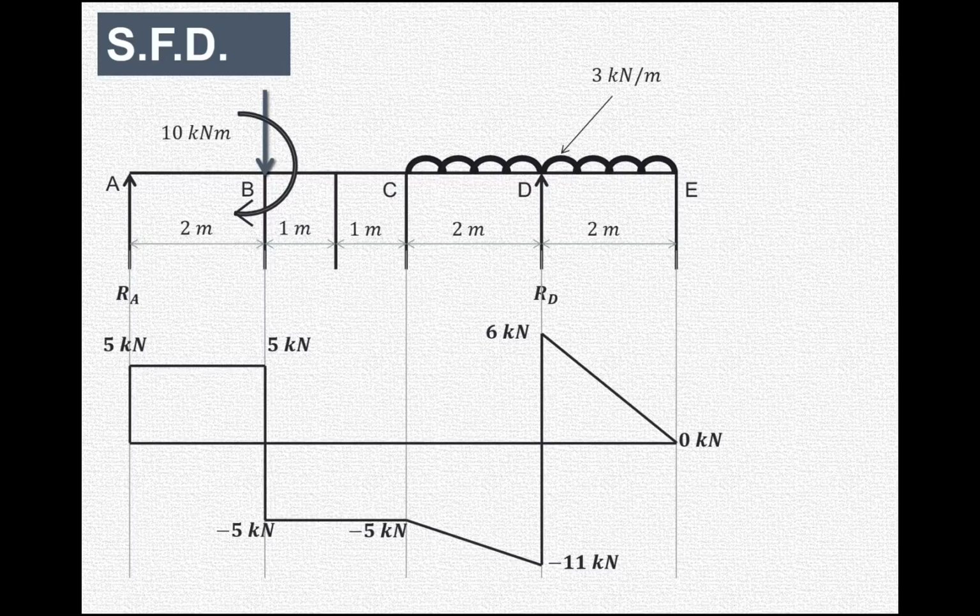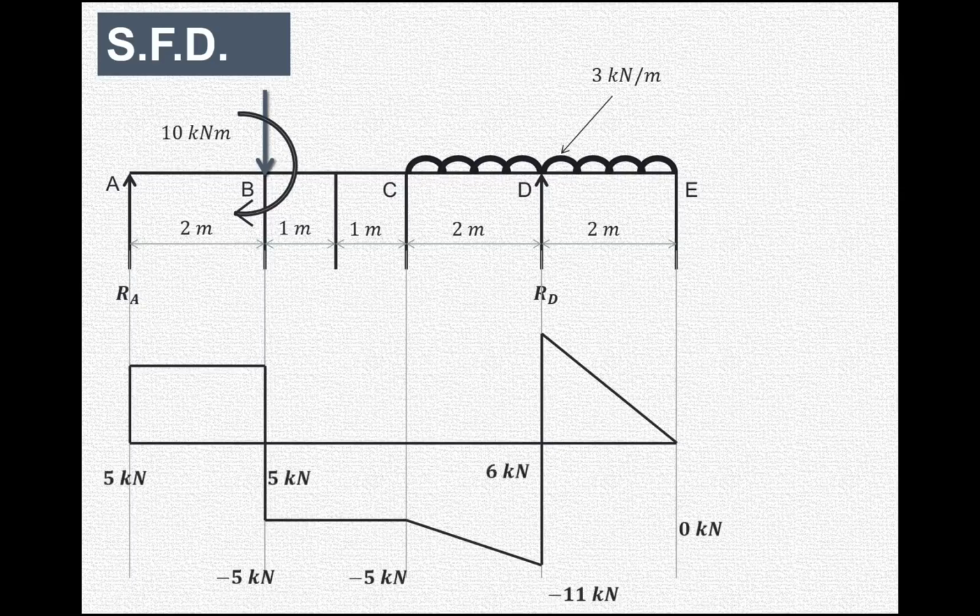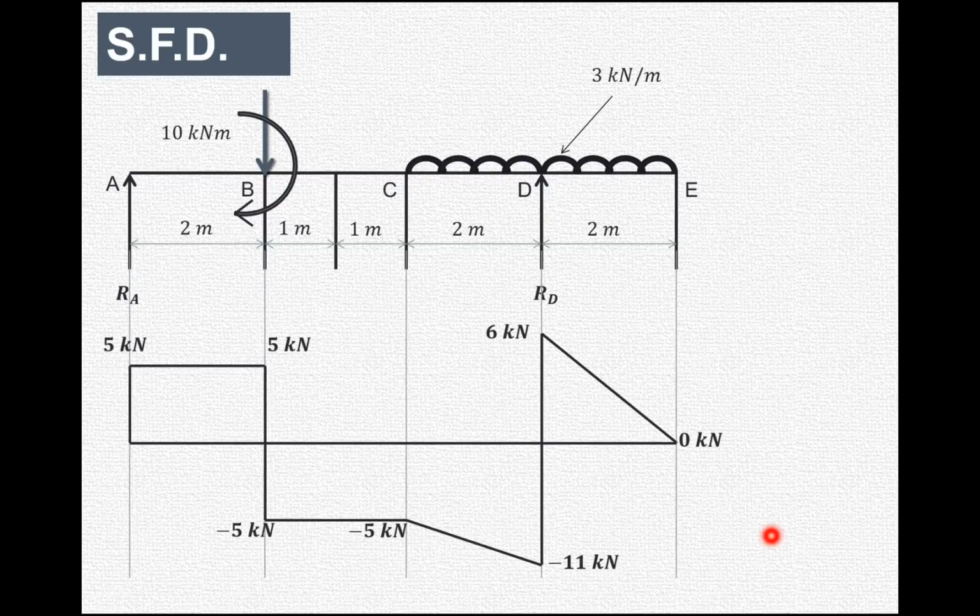So shear force at A is 5, shear force at B left is 5, exactly at B it is minus 5, shear force at C left and C is minus 5, shear force at D left is minus 11, exactly at D it is 6, and shear force at E is 0.